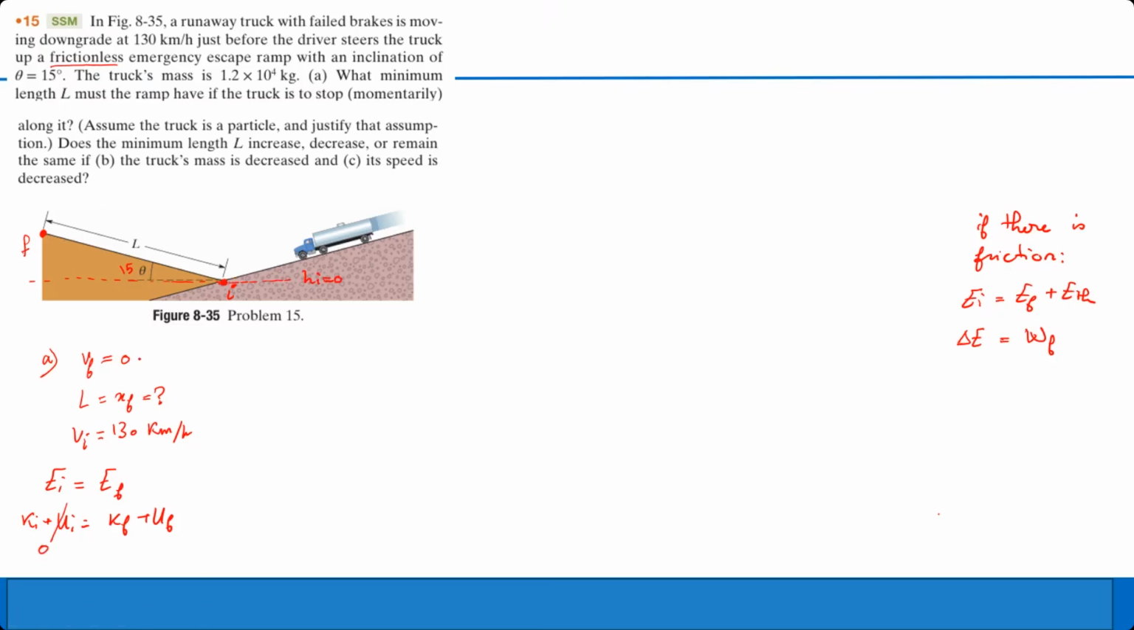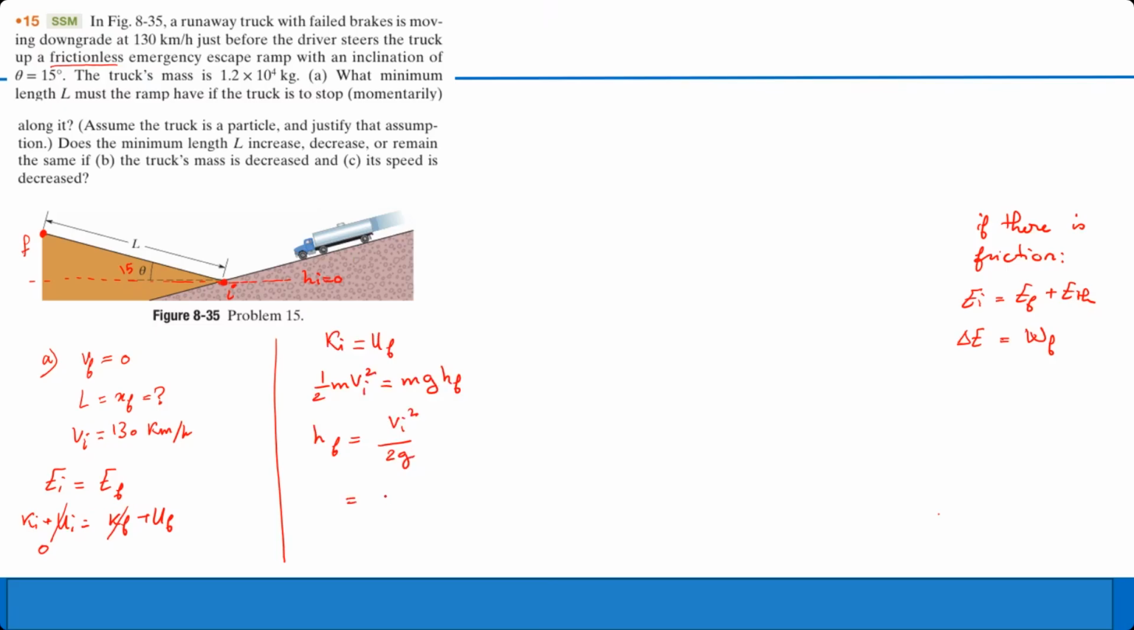At the final point, the speed is 0, as you saw before. So I'll take Kf to be 0. This goes away. I'll get K initial equals U final. So half m V initial squared equals m g h final. The masses cancel out. I will solve for the height. H final will be V initial squared over 2g.